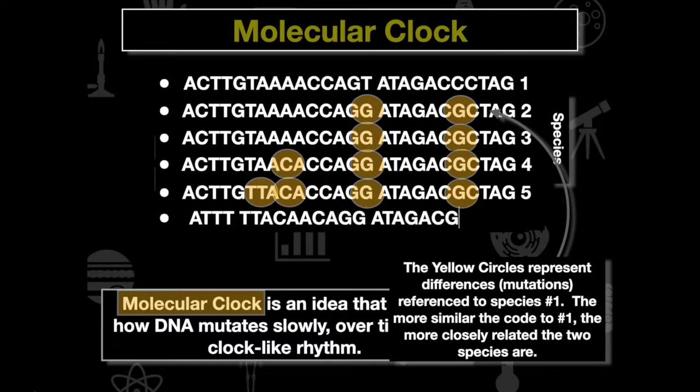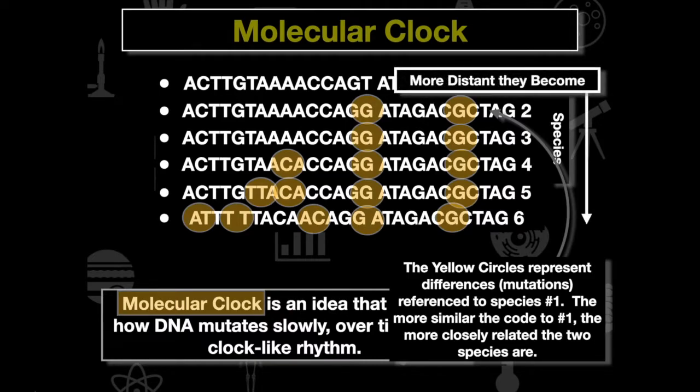So lastly, we can look at species number 6 here, and we can see that there are more and more nucleotide sequences changing, and because of this, species 6 is not very closely related to species 1. Now, species 2 only has 2 nucleotide sequence changes, same with species 3, so they are much more closely related to species 1 than compared to species 6, 5, and 4. And as we go down here, we can see the more distant they become as we see species with more nucleotide sequence changes.